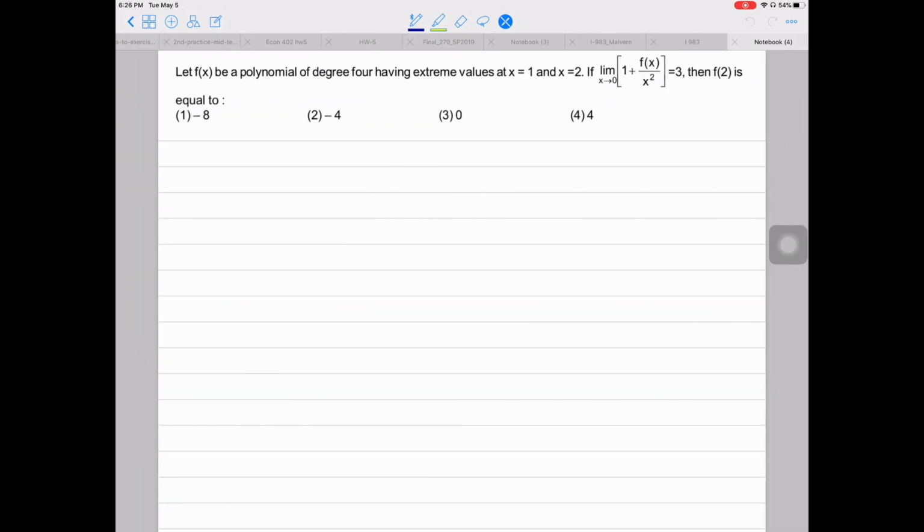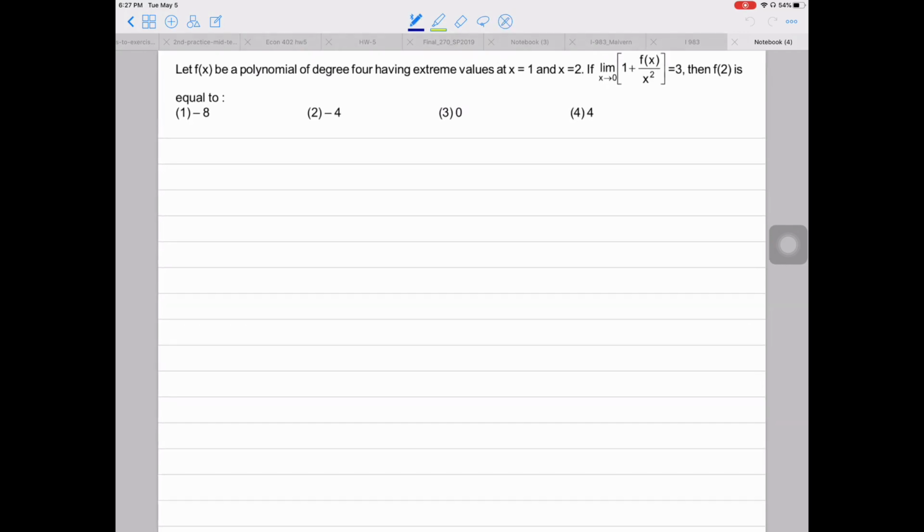Let f(x) be a polynomial of degree 4 having extreme values at x equals 1 and x equals 2. If the limit as x tends to 0 of (1 plus f(x) over x squared) equals 3, then f(2) is? So we know that there is a function f(x) having extreme values at x equals 1 and 2, which means that the derivative equals 0 at x equals 1 and 2. So we can write that f prime of 1 equals 0, which also equals f prime of 2.